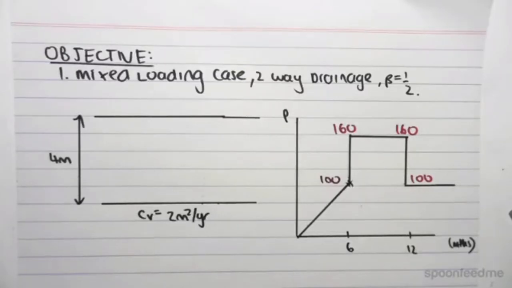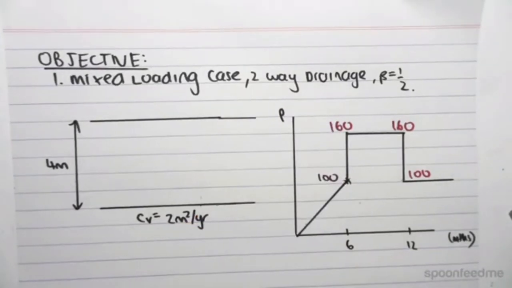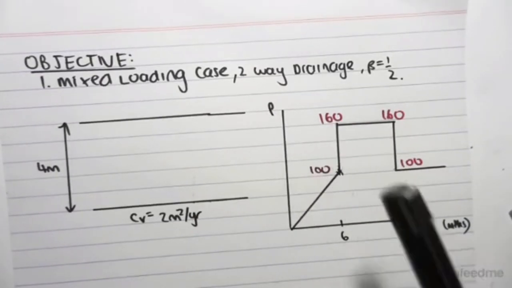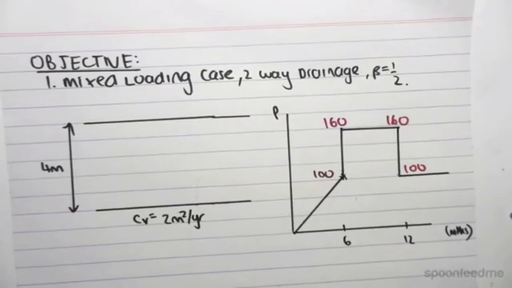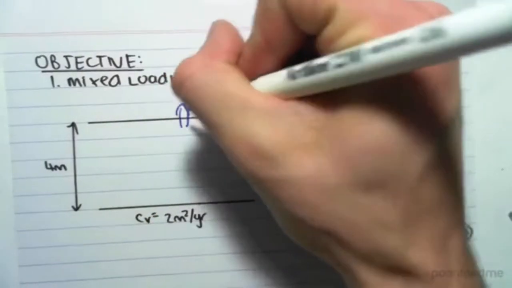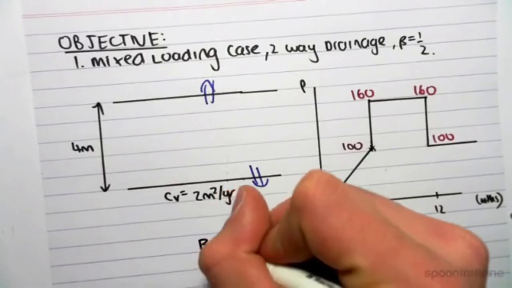Now guys, the objective of this video is to do a mixed loading case with two-way drainage and beta equals a half. So you can see now in this case, we actually are doing a variable loading and an abrupt change. So this is a mixed case, and we have two-way drainage, so the excess pore water pressures can escape from the top and from the bottom.